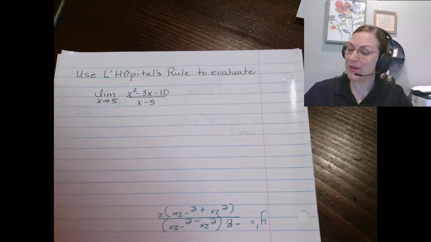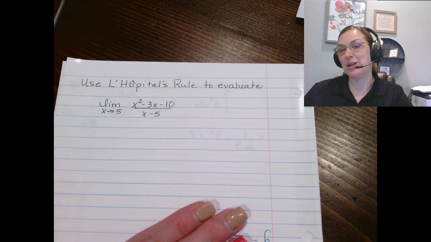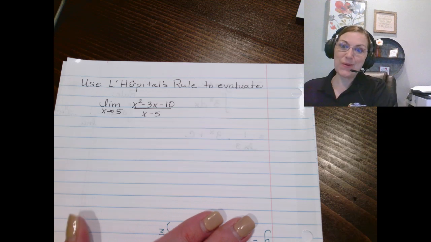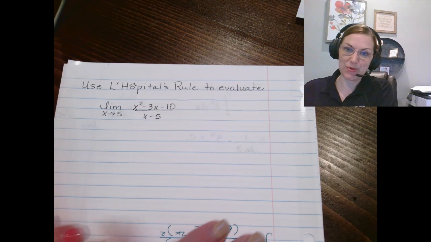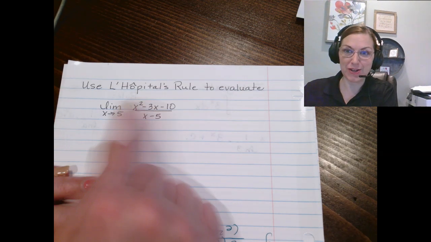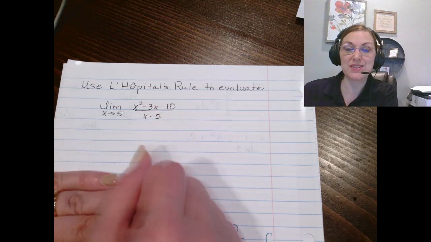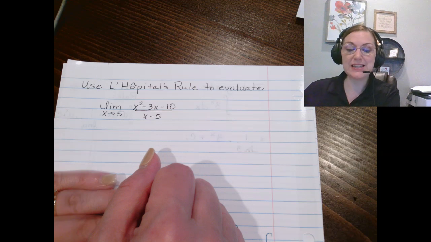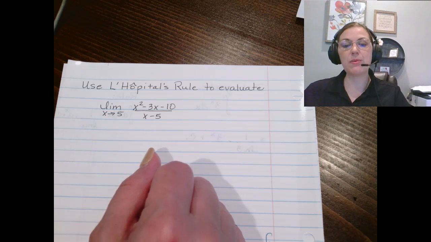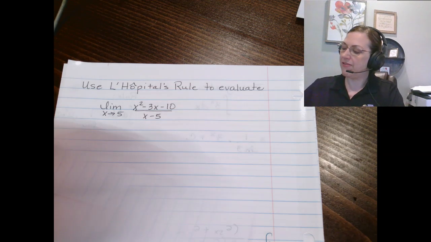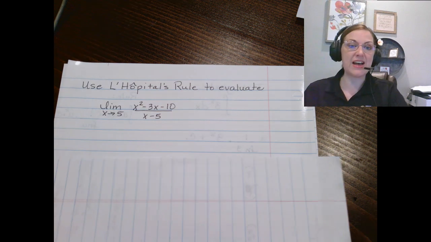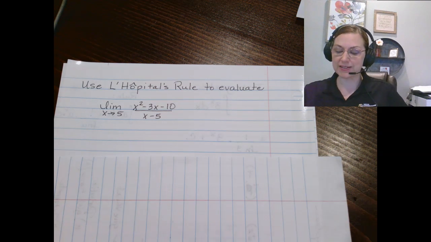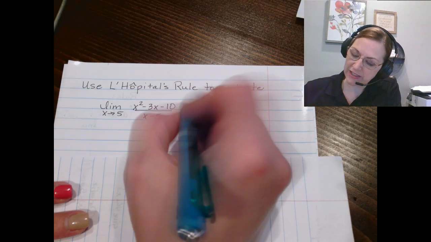In this video, we're going to work through a problem using L'Hopital's rule. So when we use L'Hopital's rule, and remember that's a French word for the discoverer of L'Hopital's rule, we are looking for an indeterminate form. So what we are looking for is when we plug in these values for x, what do we get? So let's take a look.